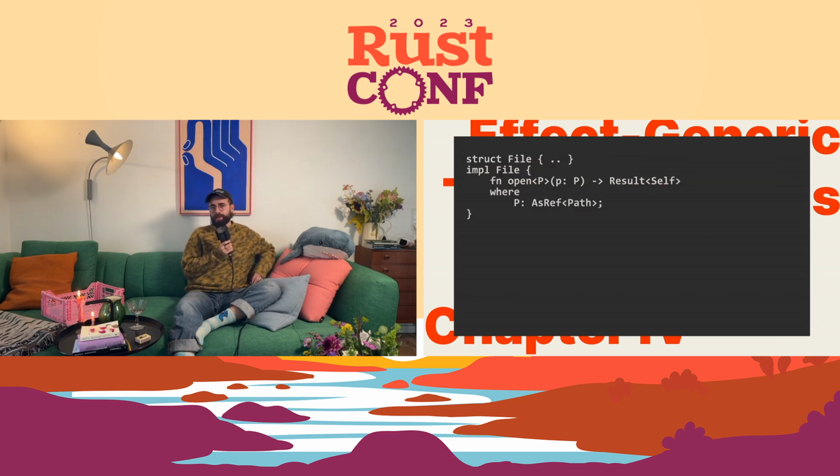Let's use the standard library's file type as our example here. For simplicity, let's assume it has a single method, open, which returns either an error or a file. If we wanted to provide an async version of file, we again would need to duplicate our interfaces. That means a new type AsyncFile, which has a new async method open, which takes an async version of Path as an argument, and Path needs to be async because it itself has async file system methods on it.